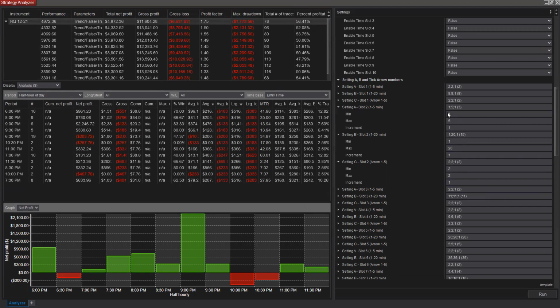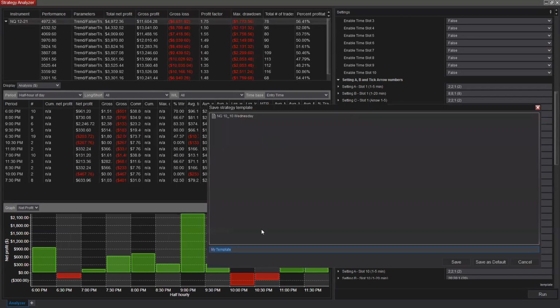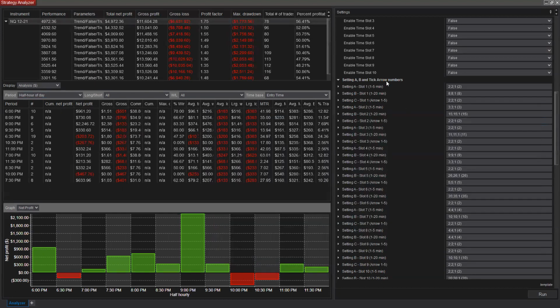So there's the best settings according to my limited range of optimizations that I've chosen here. So I've done a 3. The best settings have come up as setting A as a 3, setting B as a 15. So I'm going to go 15 over here and 15 over there, and we've still only got 2. But now that I've got that, I'm going to go template, and I'm going to go save, and I'm going to call this NQ 1010, and I'm going to call this Sunday. Okay, so Sunday, and I'm going to save that.